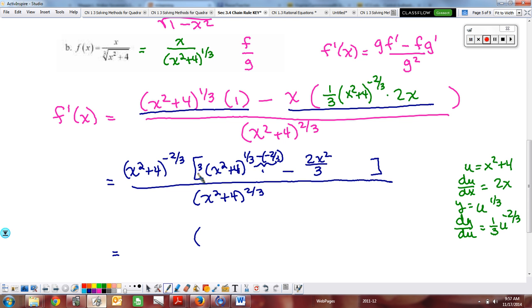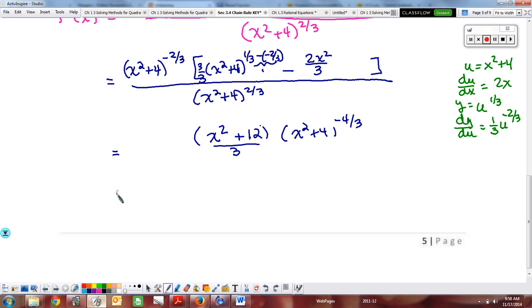If I multiply this by 3 over 3 to get a common denominator, I would have 3x squared minus 2x squared, and then I would have plus 12. Of course, that's all over 3 because I found a common denominator. And then these two right here, I'm going to simplify that as well and be like, oh, let's take a look at this. This is going to be subtract your exponents. Negative 2/3 minus 2/3 is negative 4/3. So this would end up being times x squared plus 4 to the negative 4/3.